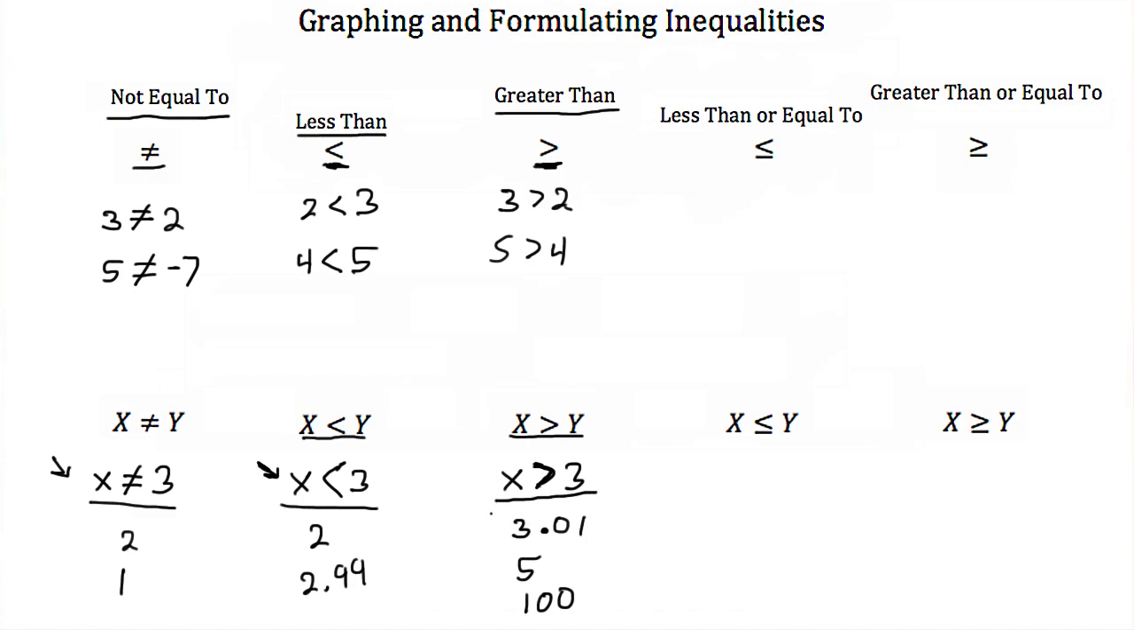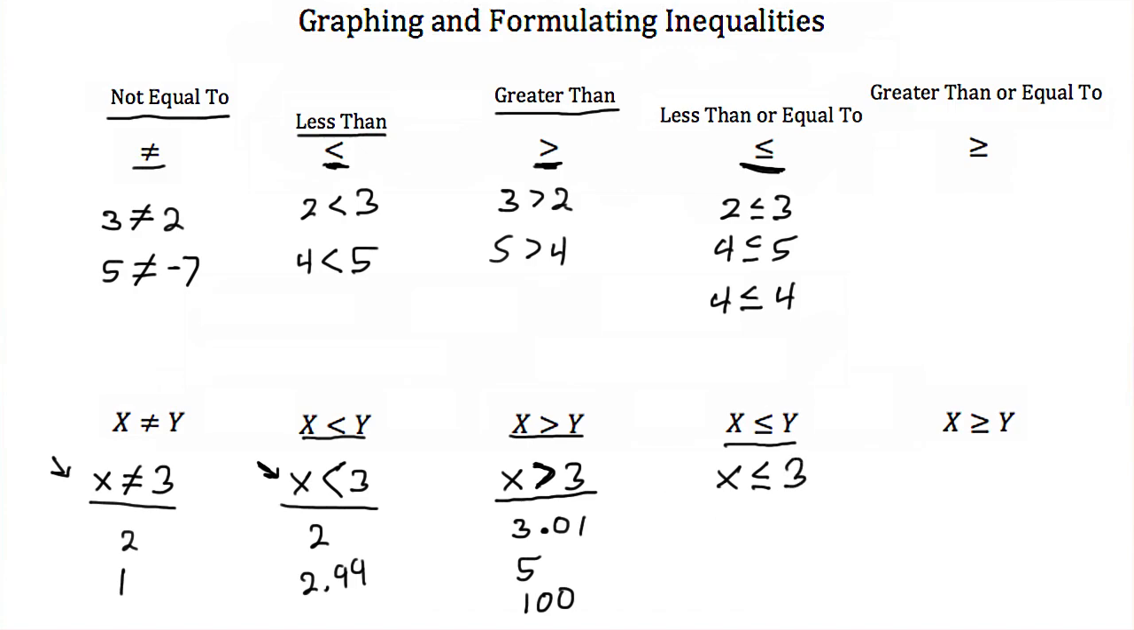Now our fourth type of inequality is the less than or equal to sign, which, if you look at it, is kind of a combination of the less than sign and an equal sign. It's the less than sign and then it just has this bar underneath it. So if we had the less than or equal to, we could say that 2 is less than or equal to 3, or 4 is less than or equal to 5, but we could also say that 4 is less than or equal to 4, because the equal sign still counts. So if we said x is less than or equal to y, we could also say that x is less than or equal to 3.